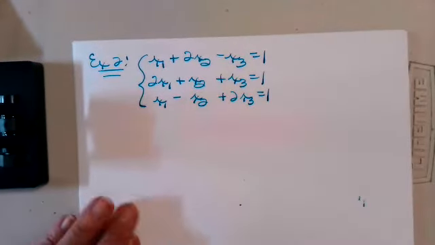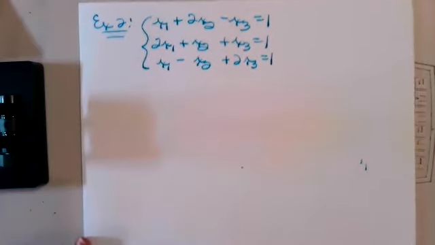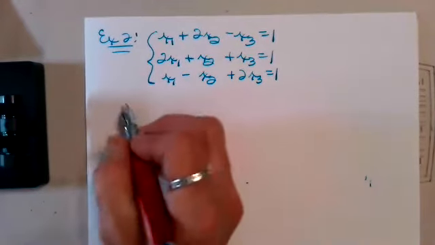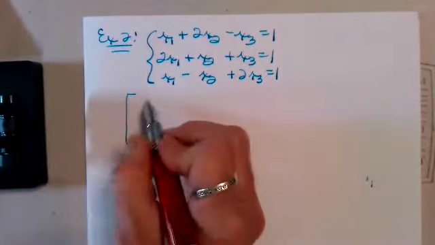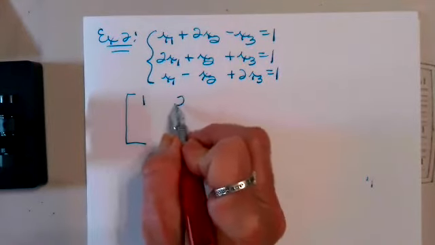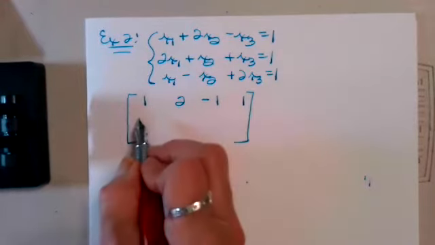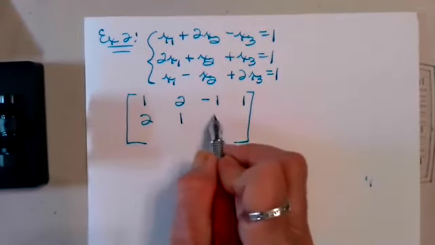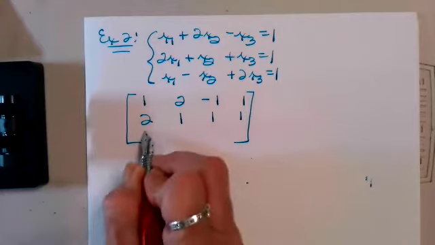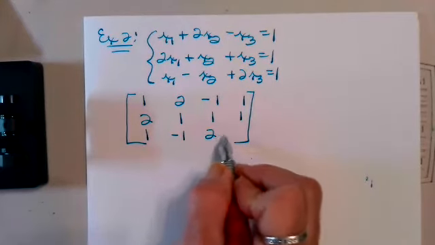All right, so we're going to use this Gaussian elimination because now we know the trick and it goes pretty fast. So I'm going to write my matrix. My matrix will be 1, 2, minus 1, 1. Just copying coefficients. 2, 1, 1, 1. 1, minus 1, 2, 1.